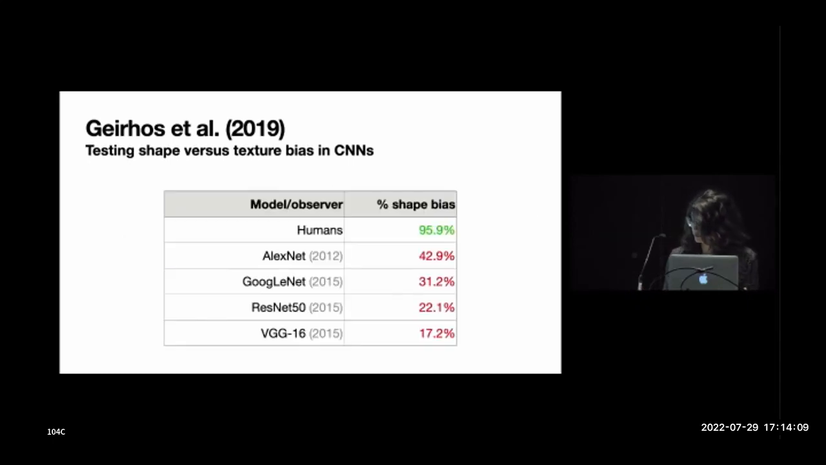So they found that, unlike adult humans who are very strongly shape biased, ImageNet pre-trained CNNs are texture biased. And that finding was surprising and significant. It's generated a ton of follow-up work in which researchers are using this procedure to measure shape bias in a wide array of machine learning models.